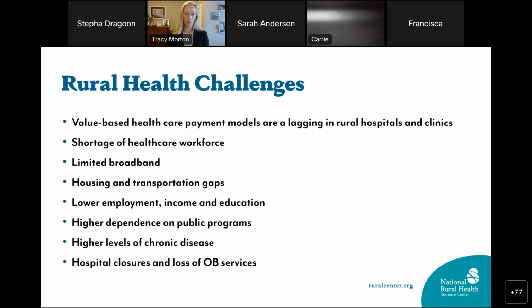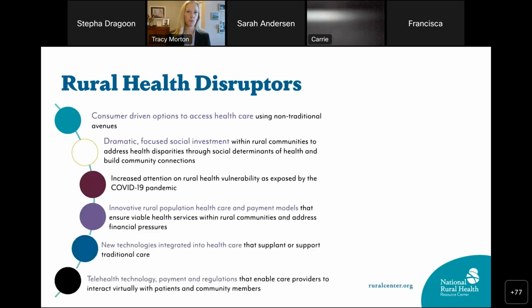So the discussion really focused on Minnesota, but the perspectives that were present were nationally representative, and I think the outcomes were national in scope as well. Through that event, we identified a series of disruptors that you can see here on the screen: consumer-driven options that are impacting access to care, and dramatic and focused social investment occurring within our rural communities. We also saw increased attention on rural vulnerabilities that were exposed during the pandemic.